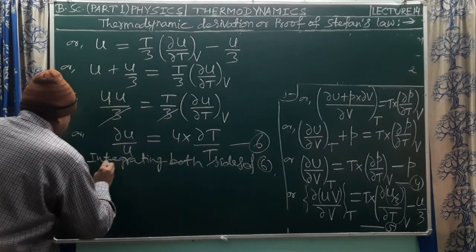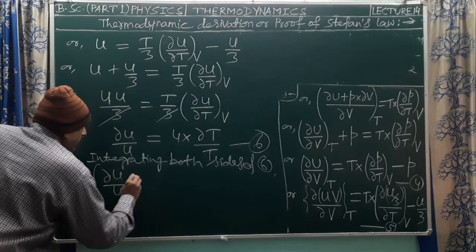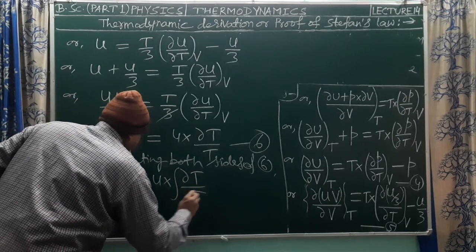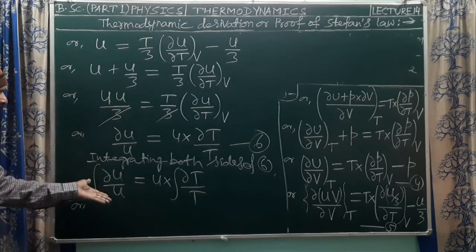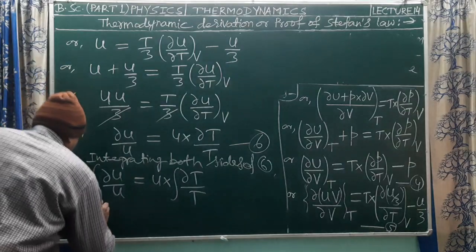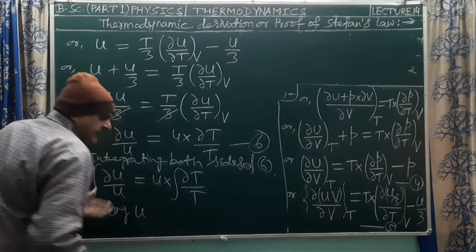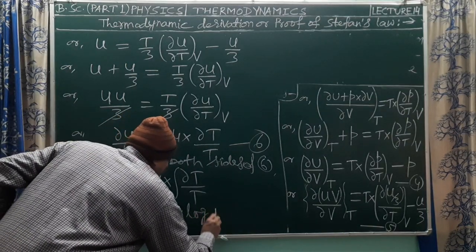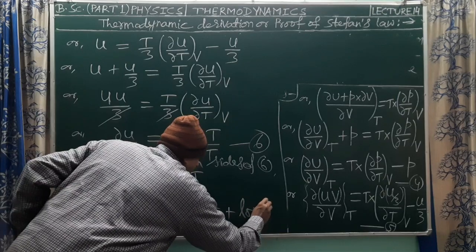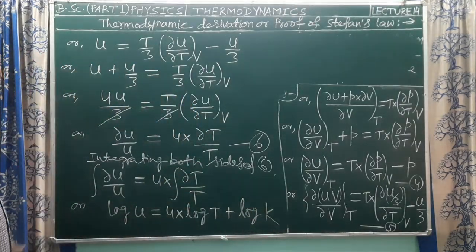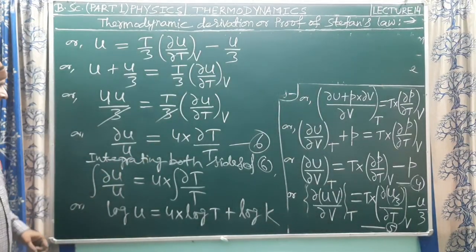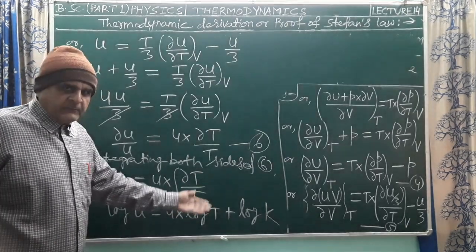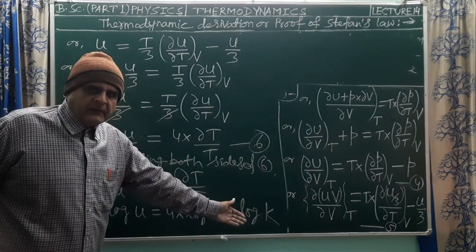we have integral del U upon U equals to 4 multiplied by integral del T upon T, और integral del U upon U is log U बेस एक्सपोनेंशियल होगा, बेस स्मॉल e, equals to 4 multiplied by log T plus log K, where K is the constant of integration. So now after integrating equation 6, we get log U in LHS equals to 4 multiplied by log T base exponential small e plus log base exponential K.